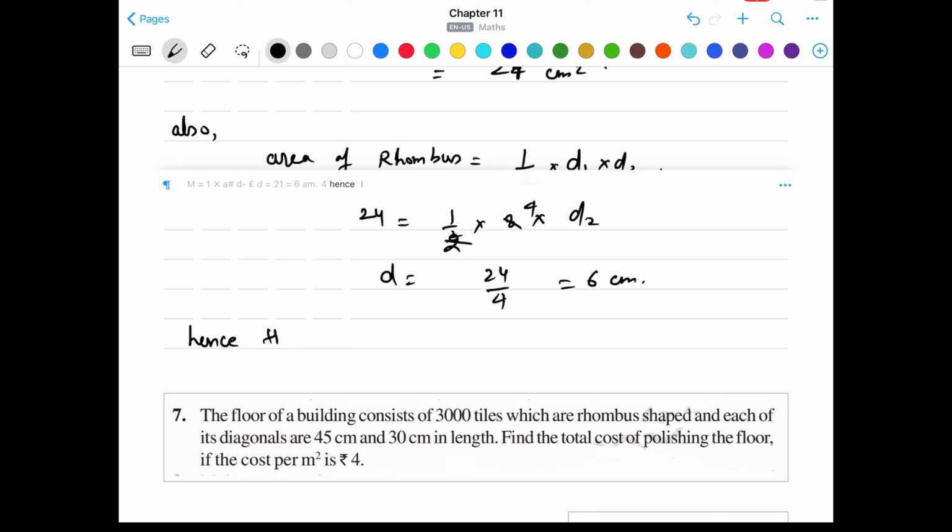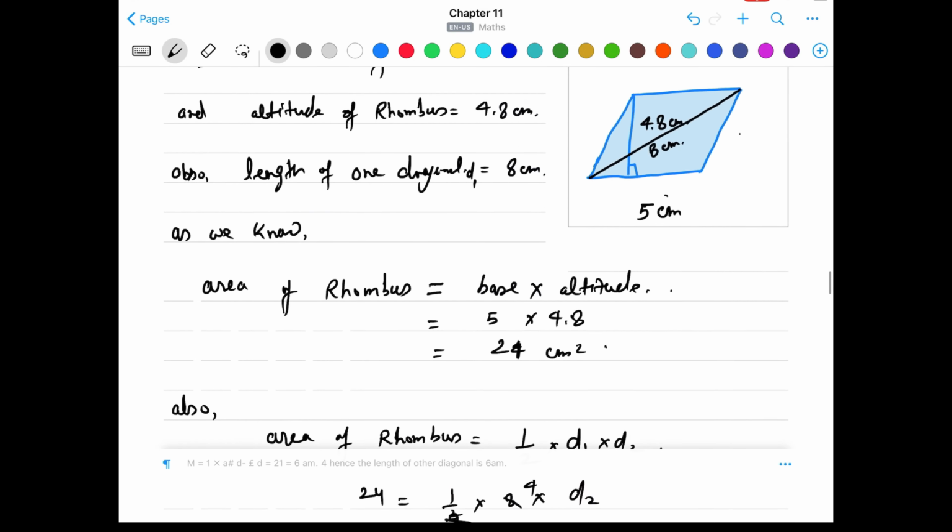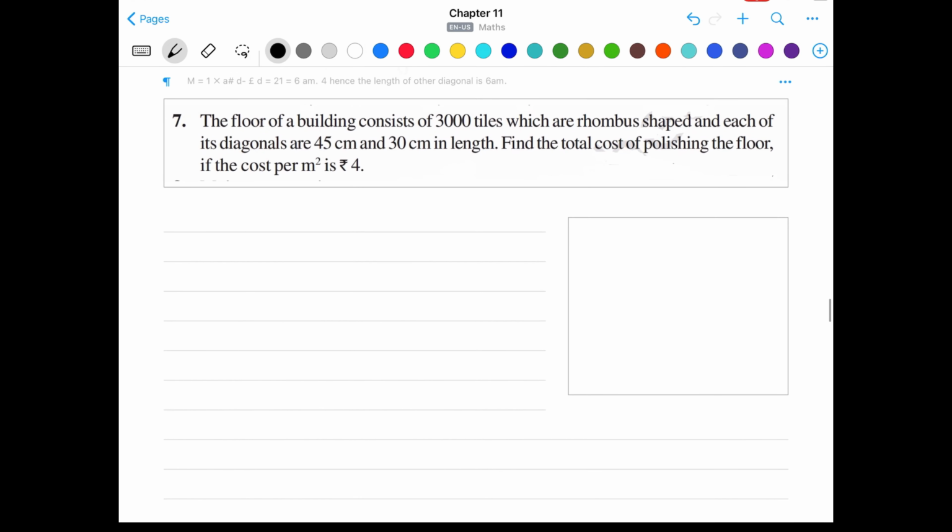Right, hence the length of the other diagonal is 6 centimeter. Okay, so that's the answer of question number 6. Now moving ahead to the next one, we have question number 7.